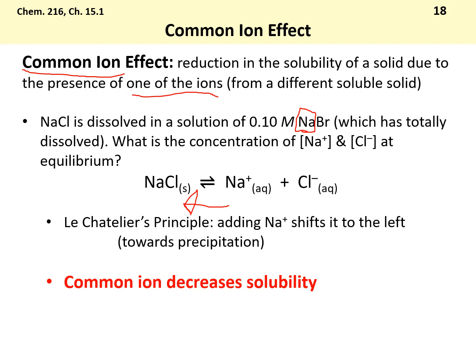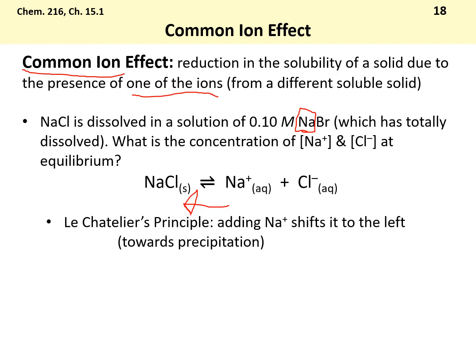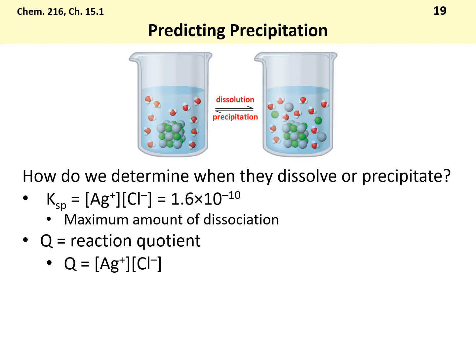We could actually calculate this by looking at an ice table. Instead of starting off with 0, we may start off with 0.1, and we could see what this does, right? But for now, we're just going to say, hey, adding in a common ion decreases solubility, right? Okay, now let's go on, and let's just do one last aspect. And for this, we're going to bring in our old favorite, the reaction quotient, right?